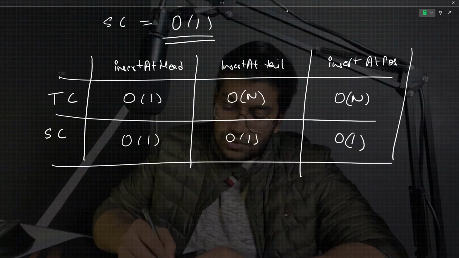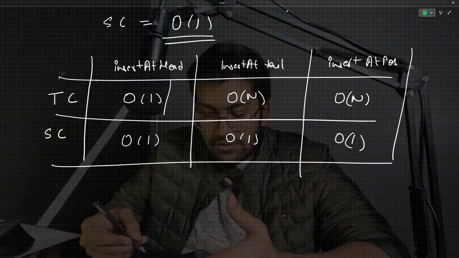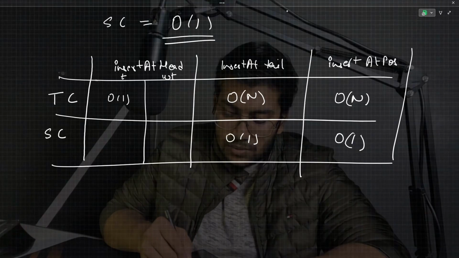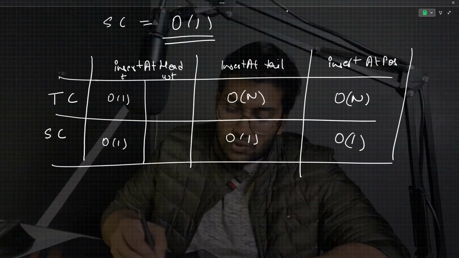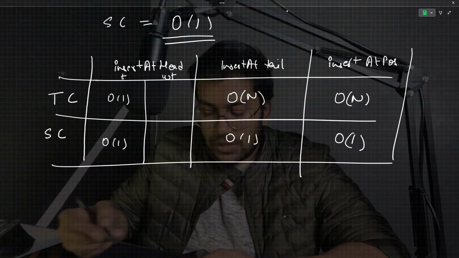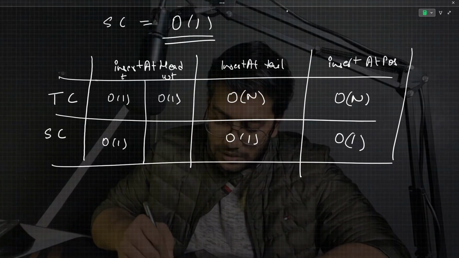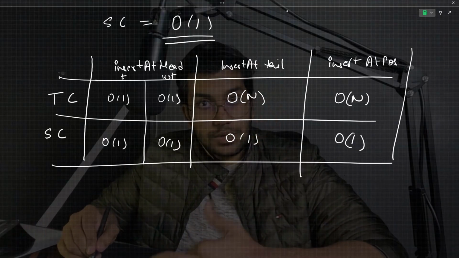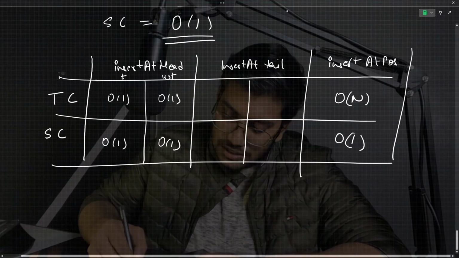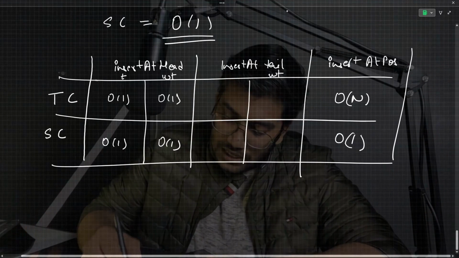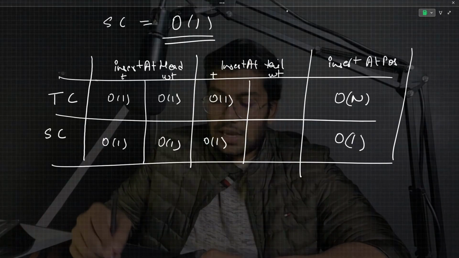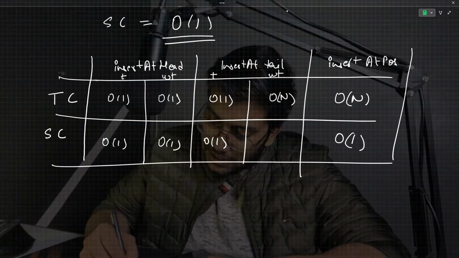Now if you have a tail as well, let's say if you have the tail pointer, let's do that. Let's say with tail and without tail; WT stands for without tail. For insert at head, without tail is order 1, and with tail is order 1. Now insert at tail: if you have the tail, it would be order 1, and without tail, order n.